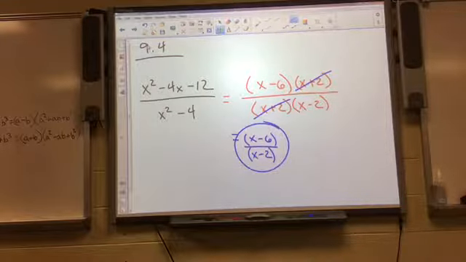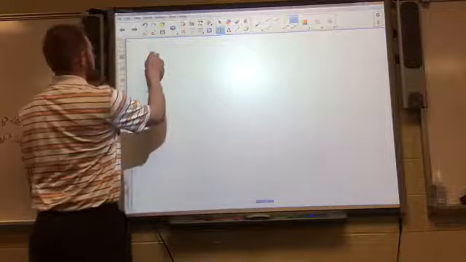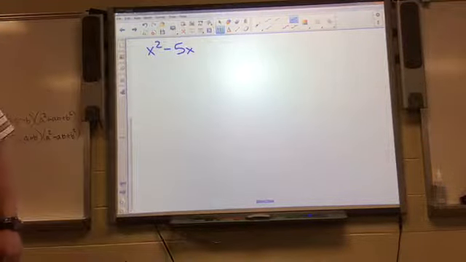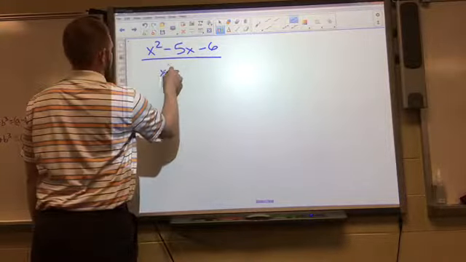Okay. We're going to do one more of those, and then after that, we're only going to do one example out of each one of the examples in the book. We're going to do two off example 1, though. x squared minus 5x minus 6 over x squared minus 1.